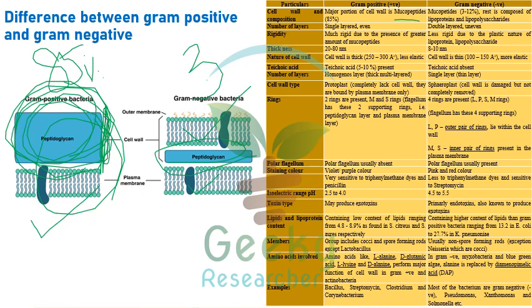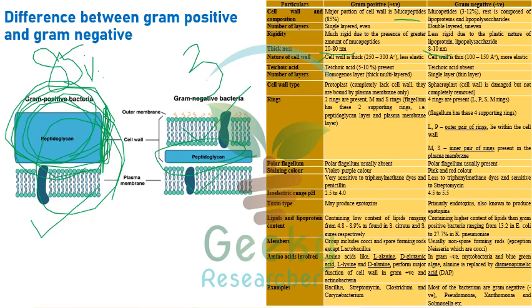When it comes to rigidity, gram-positive is more rigid because of the thick cell wall, whereas gram-negative is less rigid because of less peptidoglycan or mucopeptide. The thickness ranges from 20 to 80 nanometers in gram-positive, and just 8 to 10 nanometers in gram-negative bacteria. This thickness is the bacterial cell wall, that is, the peptidoglycan composition, okay? The nature of the cell wall is very thick because of high peptidoglycan, and very thin because of less peptidoglycan.